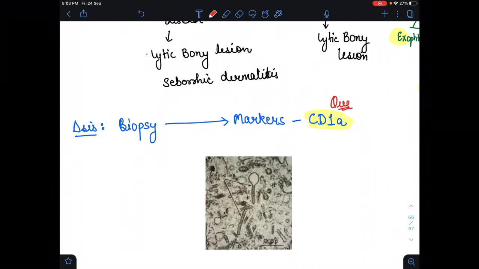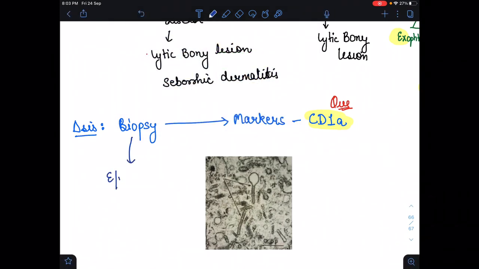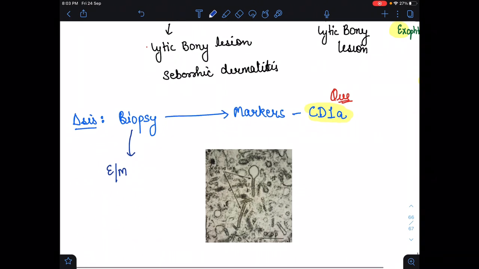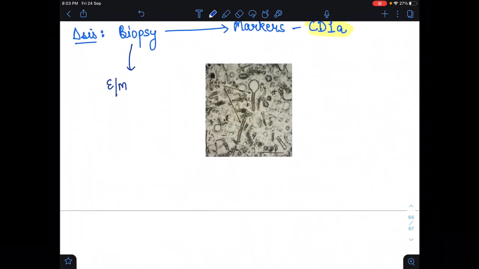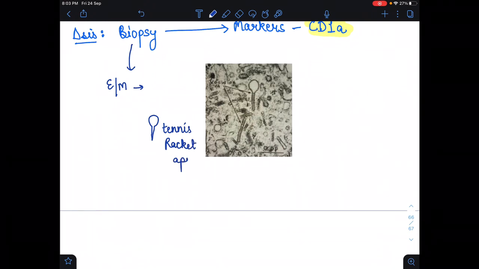Second, in the biopsy, on electron microscopy, what do we see? As in this image, we see a tennis racket appearance. We see Birbeck granules, or we can say a tennis racket. As we see in this image, it looks like a tennis racket, and it is a Langerhans cell.